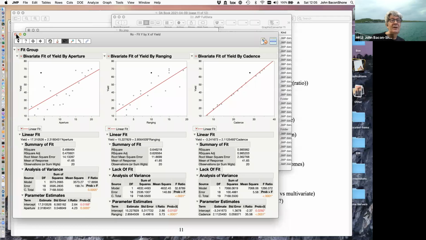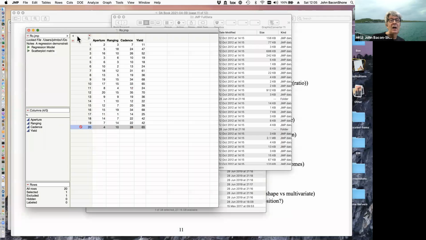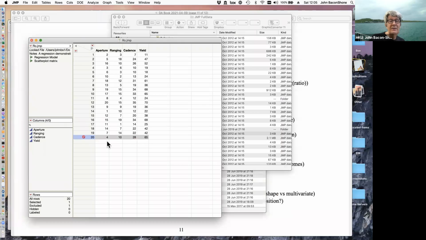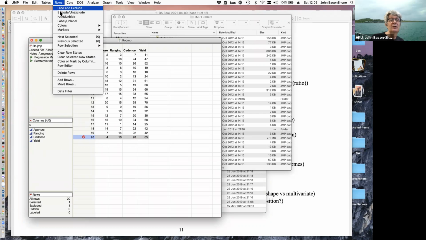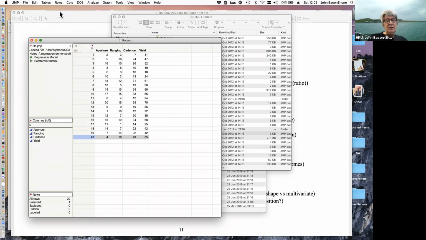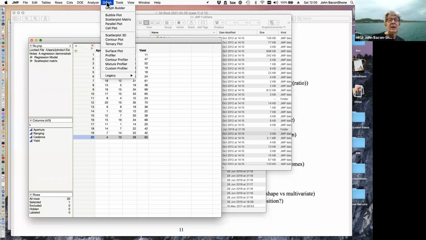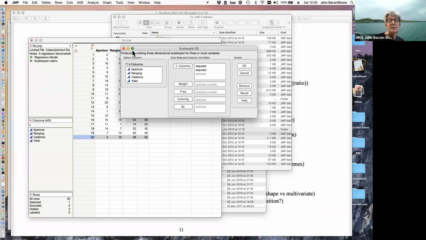So we're going to do something different. We're going to ask the question, what is going on that's so strange with row 20? So I'm going to unexclude it. If we do rows, exclude, unexclude, the red stop sign goes away and it's back in our data set. But what I want to do now is we're going to do a 3D plot. So I want to do scatter plot 3D.